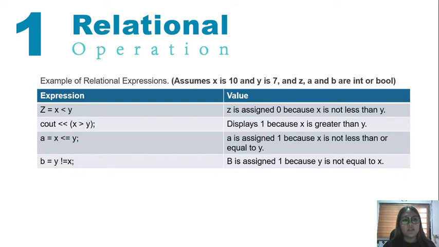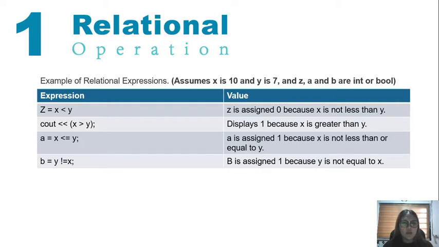Example niya, z is equal to x less than y. So, z is assigned 0 because x is not less than y. Thus, assume that x is 10 and y is 7. So, 10 is less than 7 is false. So, 0 ang kalalabasan ni z.